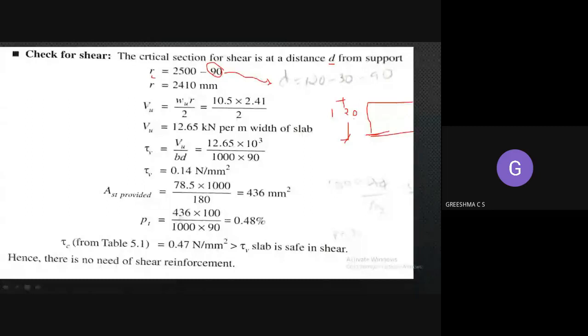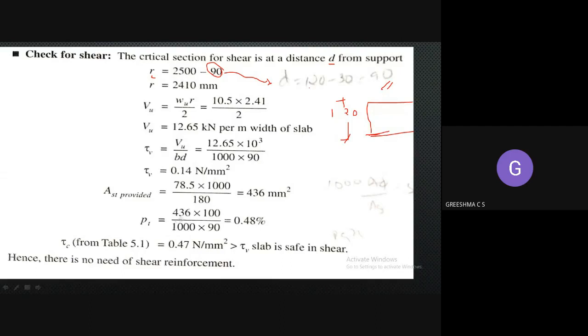So to get the effective depth d, you have to deduct the cover. The cover you took as 30 mm. So 120 minus 30, you will get 90 mm. So 90 is your effective depth. You can write down d is equal to 120 minus 30, that is overall depth minus cover, that is 90 mm.